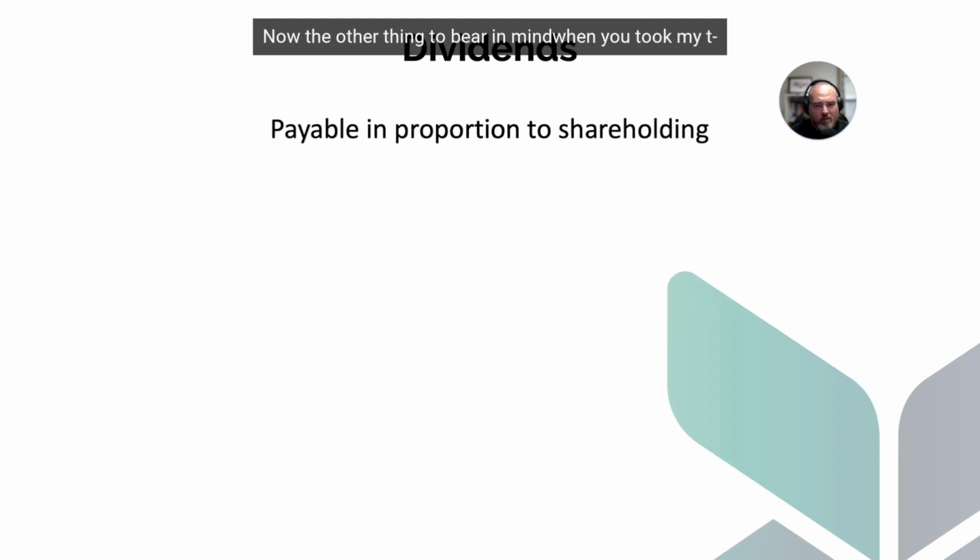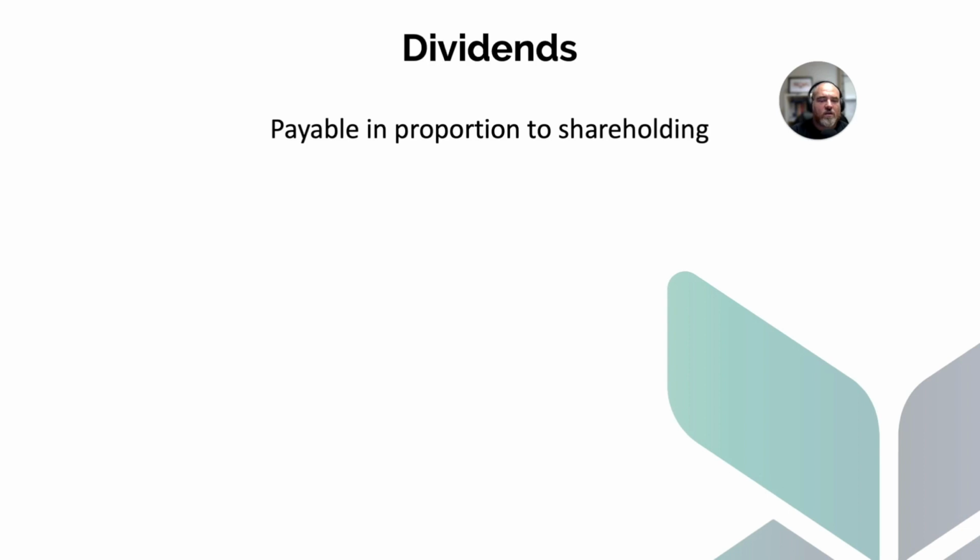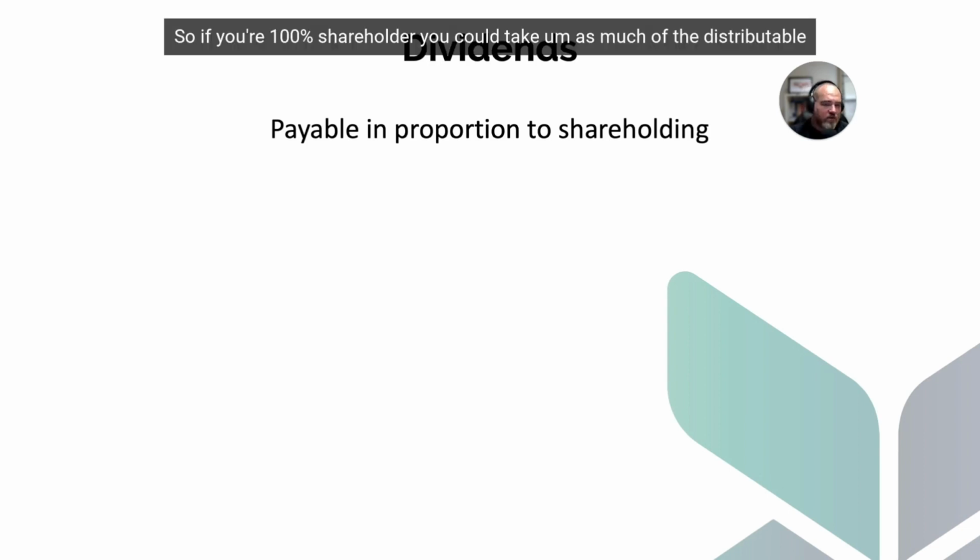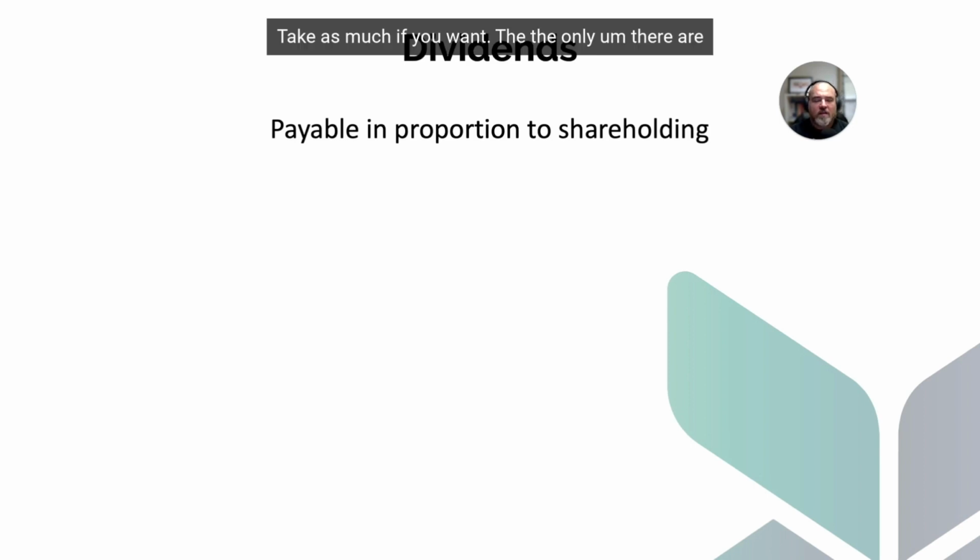Now, the other thing to bear in mind when you talk about dividends is that they are payable in proportion to shareholding. So if you're a 100% shareholder, you could take as much of the distributable reserves as you want to take, as long as tax has been paid on it and you don't overtake the amount of profit available in the business, then good luck to you. Take as much as you want.